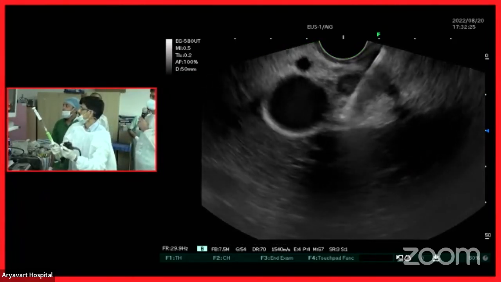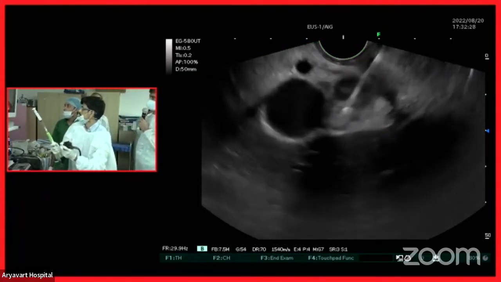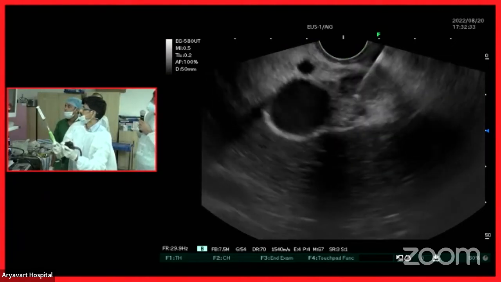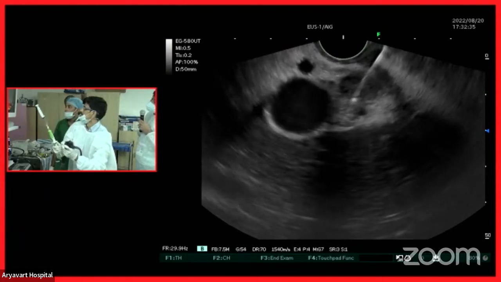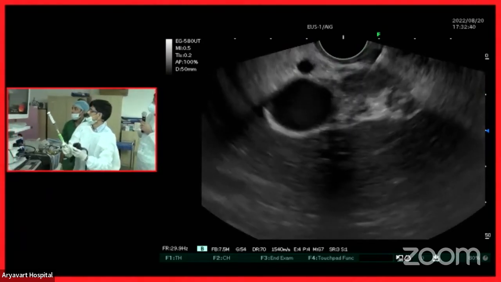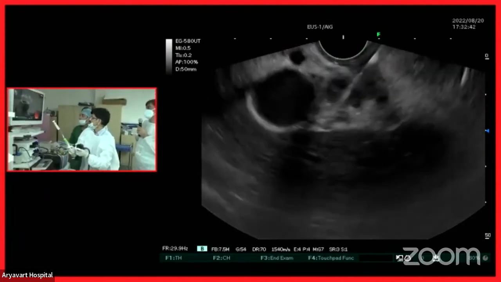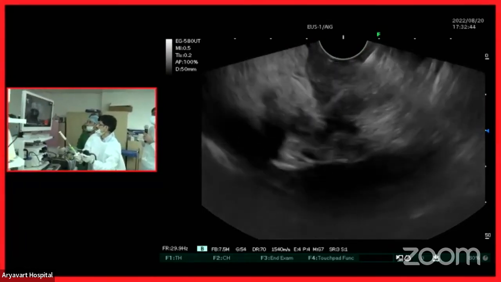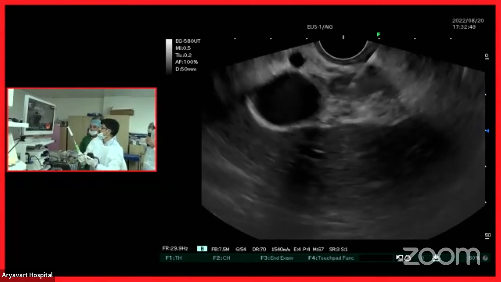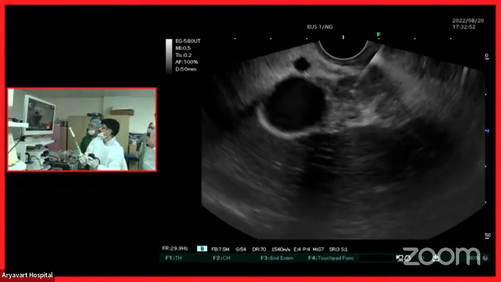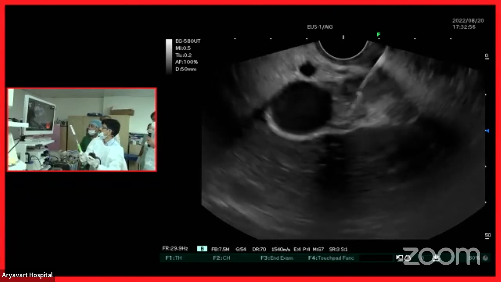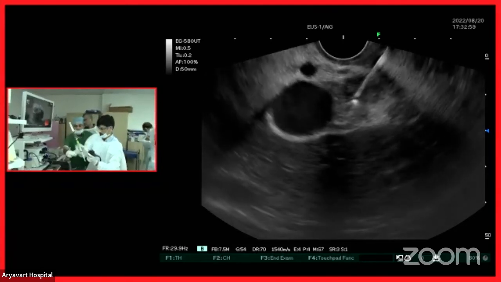Sorry, I went in too far, but that's the firmer part of the lesion there. That's where I feel it's really firm, so I'm going for that area. I'm trying to fan a little bit, but the scope is in a slightly long position. Sorry, I fell back. Okay, I think that'll do.